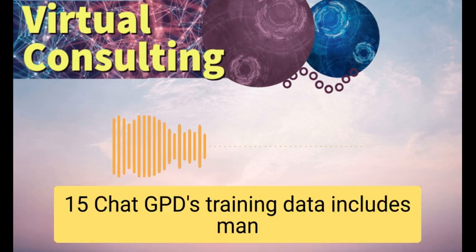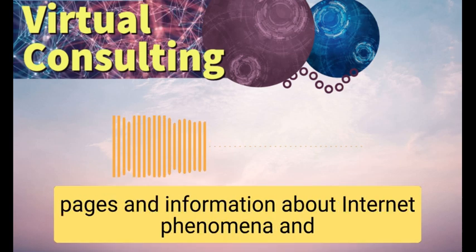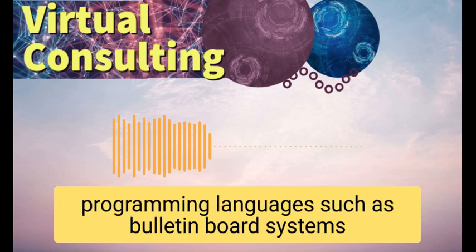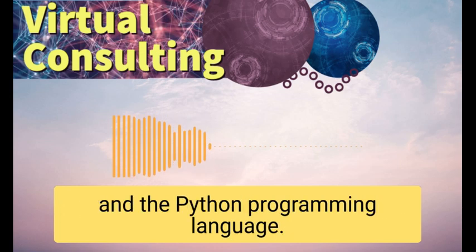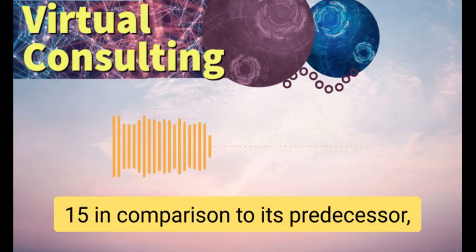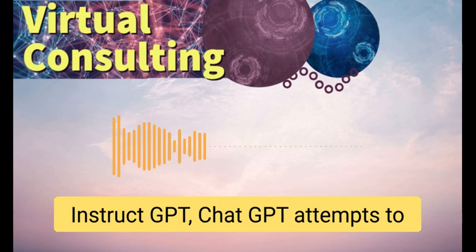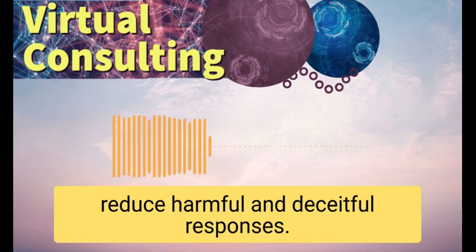ChatGPT's training data includes man pages and information about Internet phenomena and programming languages, such as bulletin board systems and the Python programming language. In comparison to its predecessor, InstructGPT, ChatGPT attempts to reduce harmful and deceitful responses.